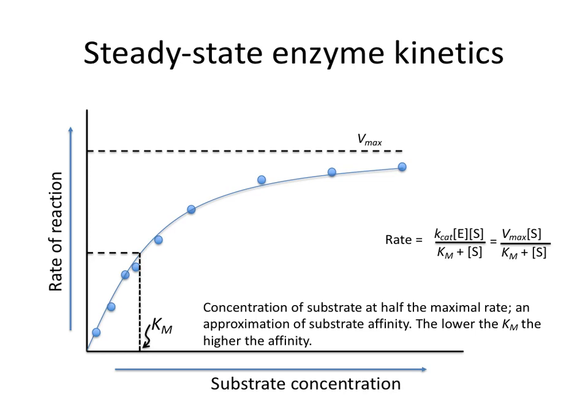It's an approximation of substrate affinity. And remember that the lower the Km value, the higher the affinity for the substrate. Therefore, mutations that increase Km usually will decrease the rate of reaction for a given substrate concentration.